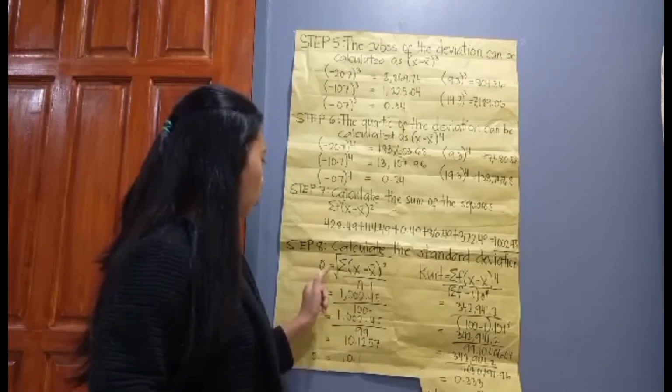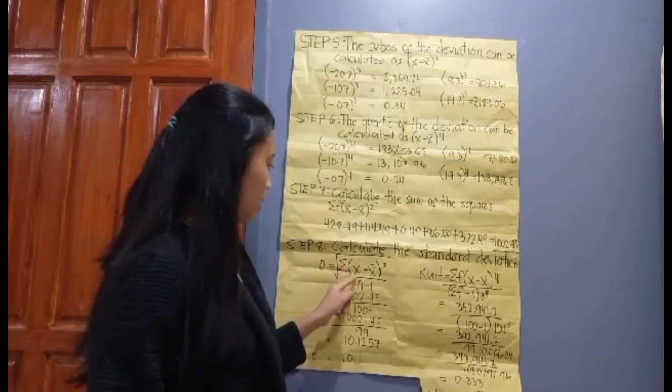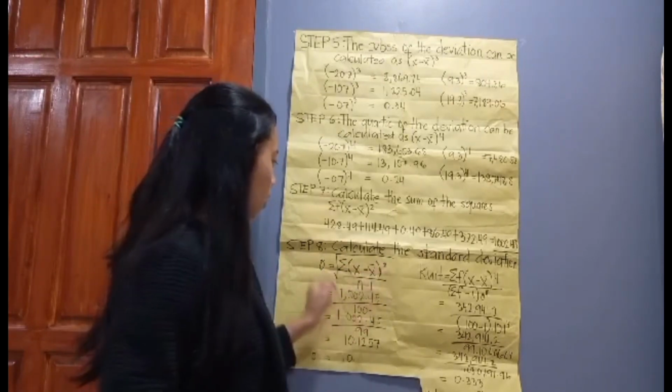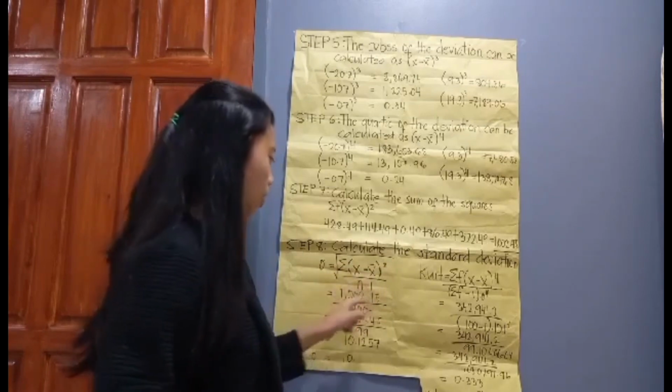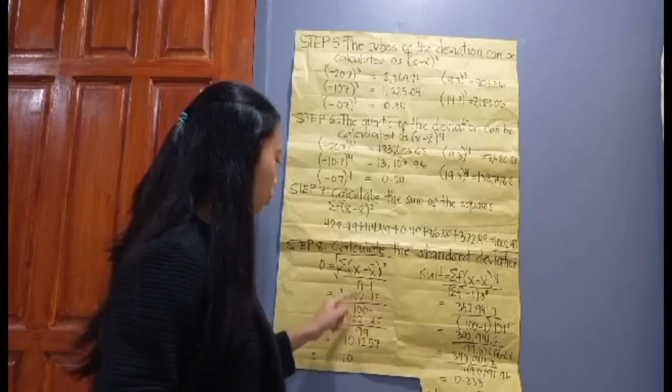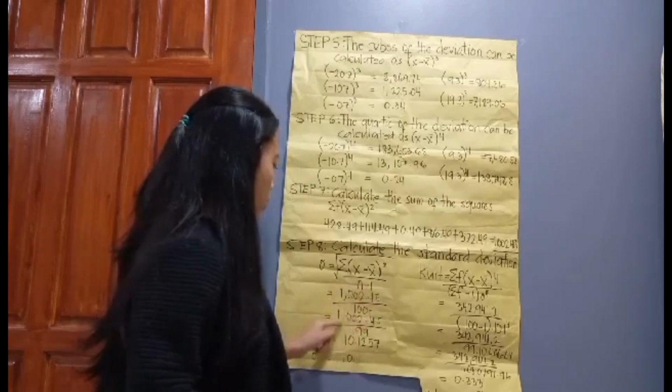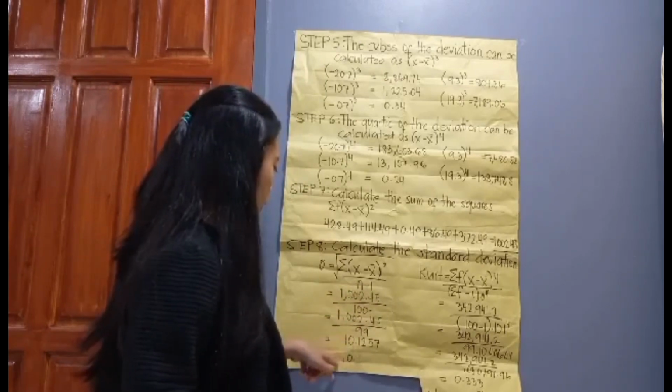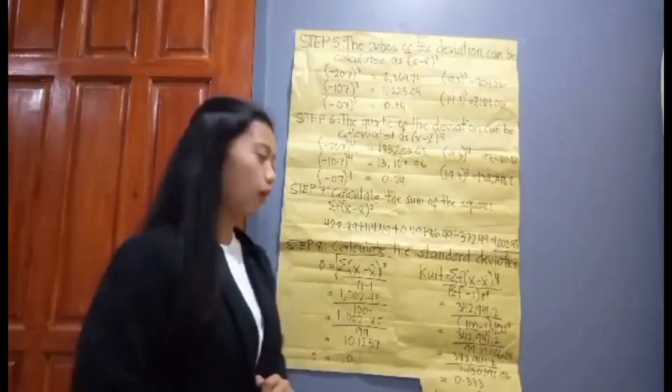So lastly, we need to calculate the standard deviation. So sigma is equal to the square root of summation of (x minus bar x) squared over n minus 1. So here is 1002.45 over 100 minus 1. So 99, and so we have here sigma is equal to 10.1.